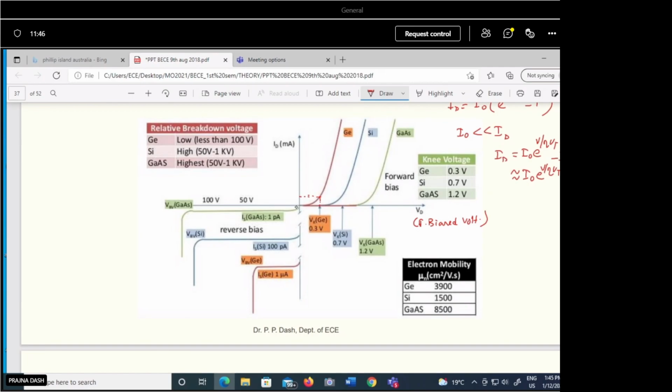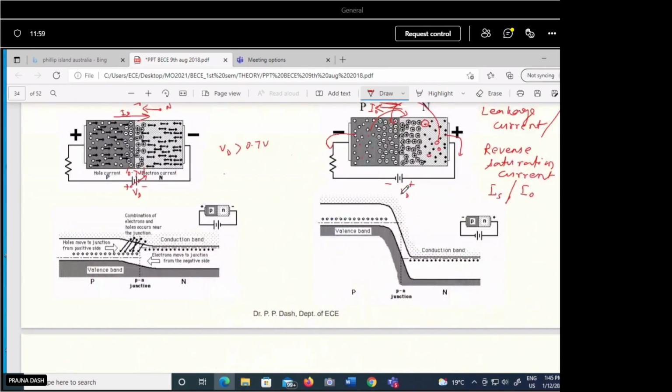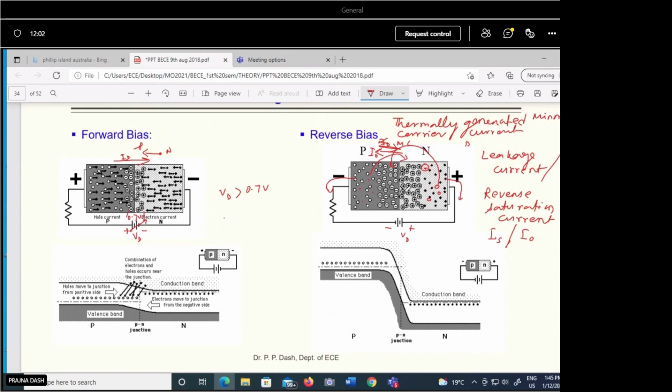In this reverse direction, if you apply the reverse voltage and go on increasing it, then as we know, in the reverse bias condition the current conduction takes place only due to the minority current.